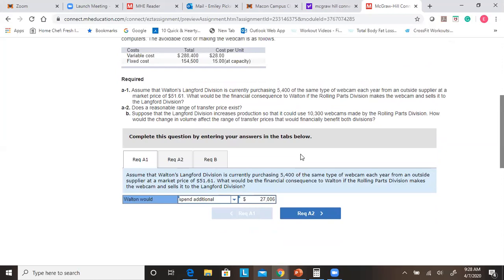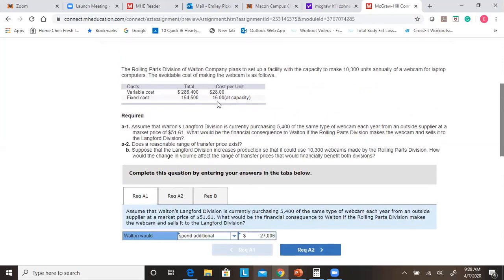So they would end up spending, since they're already making them, the fixed costs are going to be irrelevant. They're only going to worry about the variable costs in this case for the additional 5,400 cameras that they have to make. So you'd want to take your variable costs and multiply it by the 5,400 as long as you are under capacity.